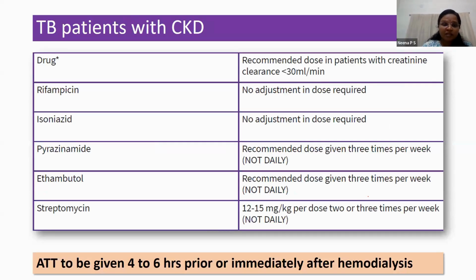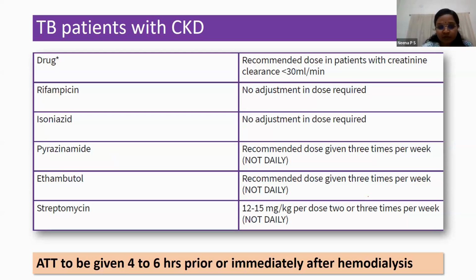And in TB patients with chronic kidney disease, you need to calculate the creatinine clearance. If the creatinine clearance is less than 30 ml per minute, you have to modify the dose of pyrazinamide and ethambutol, which have renal excretion. And the drugs have to be given 3 times per week.